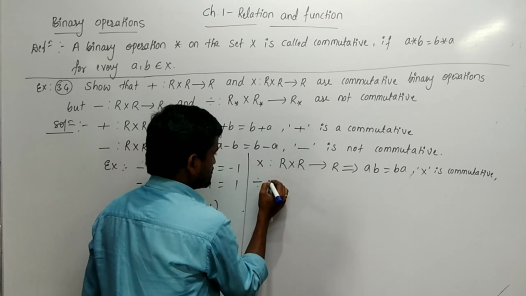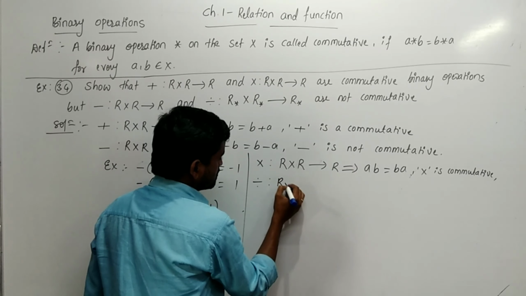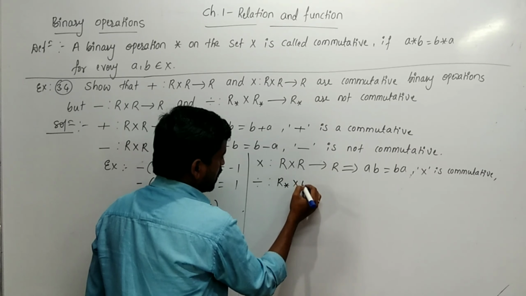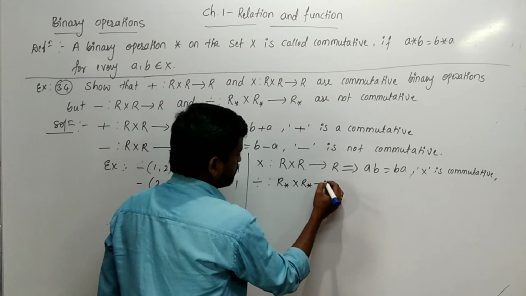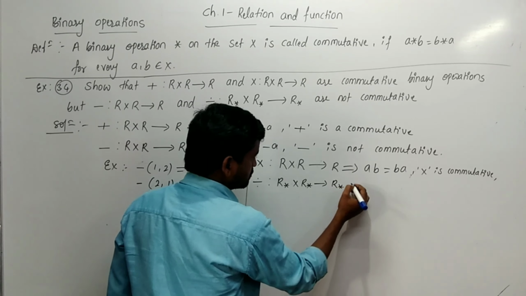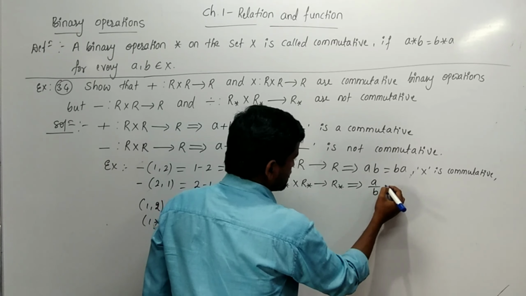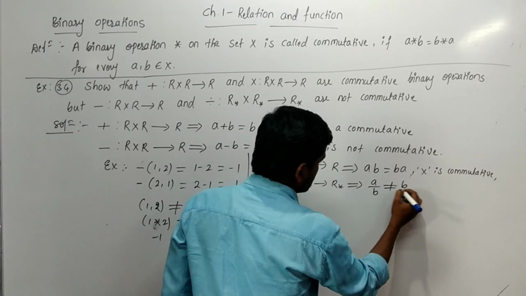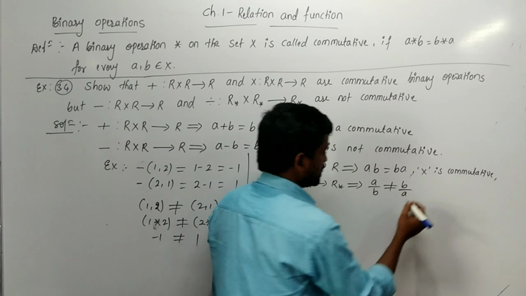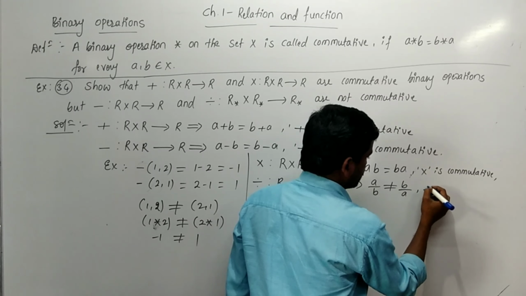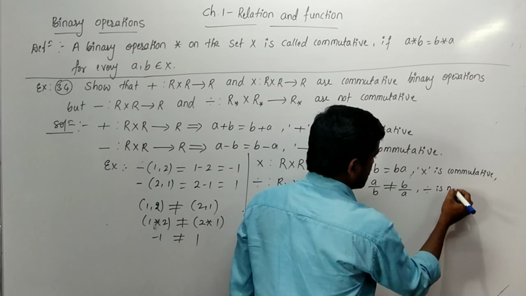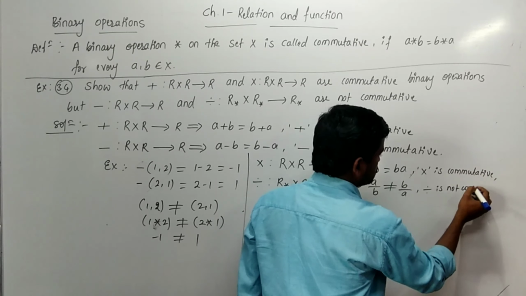Division such that R star to R star by R star implies A by B is not equal to B by A. Therefore, division is not commutative.